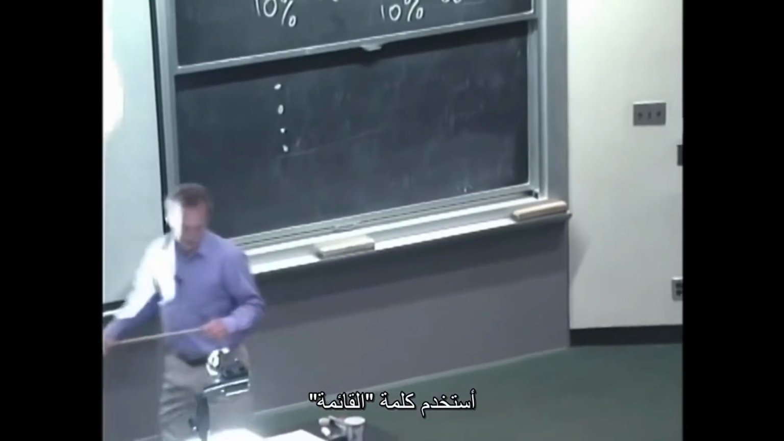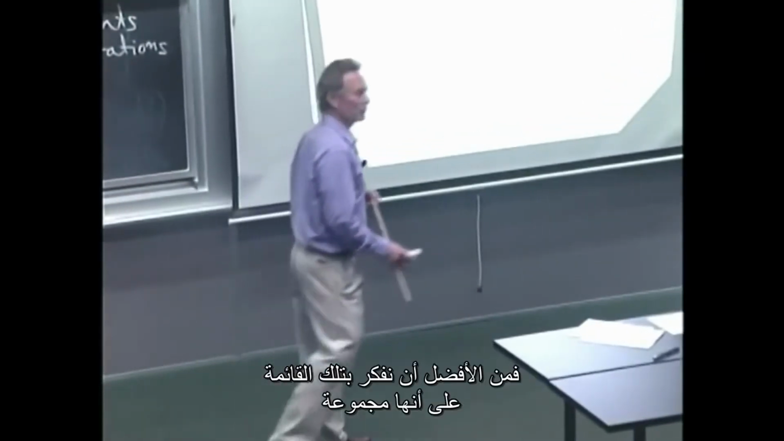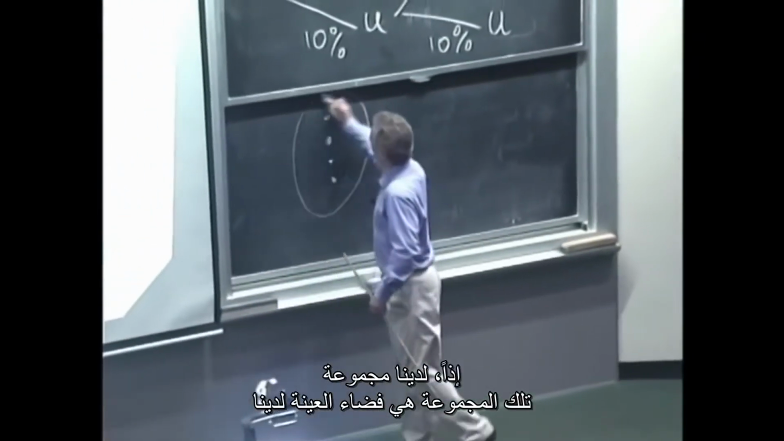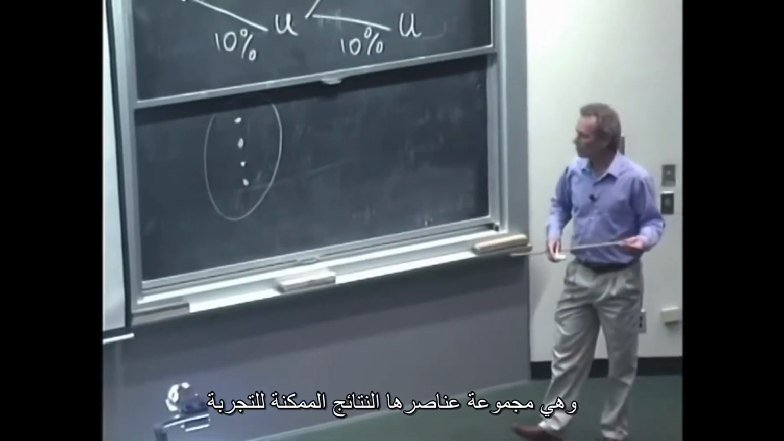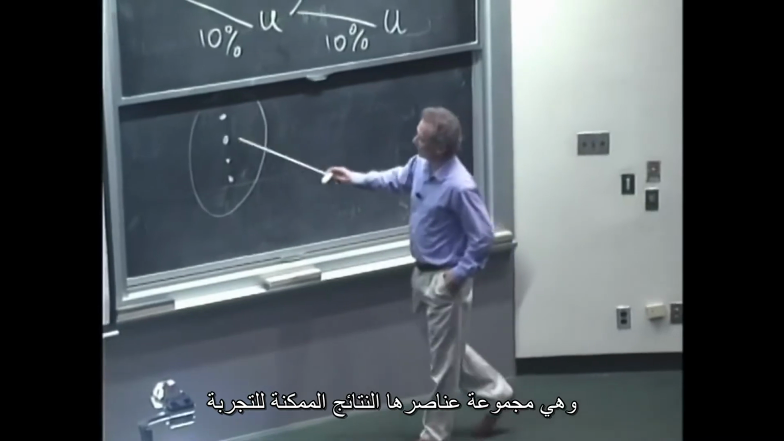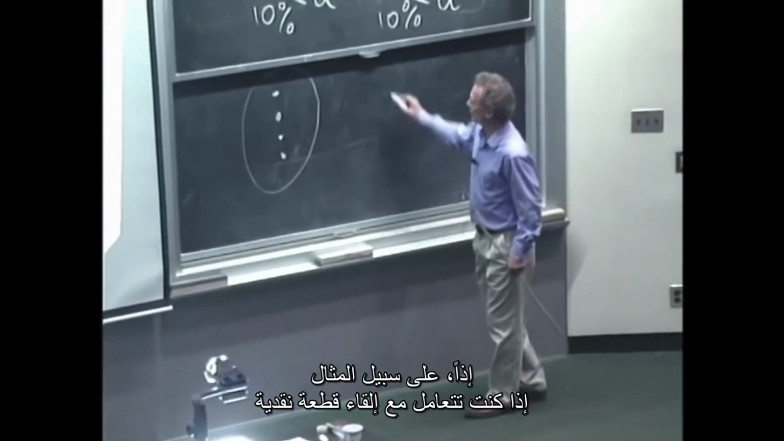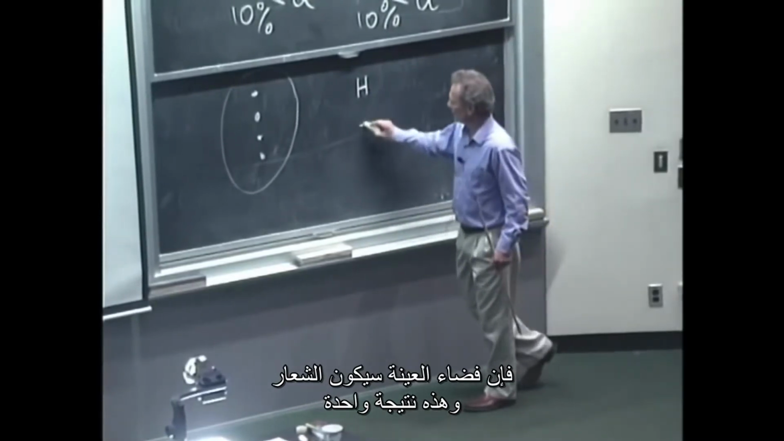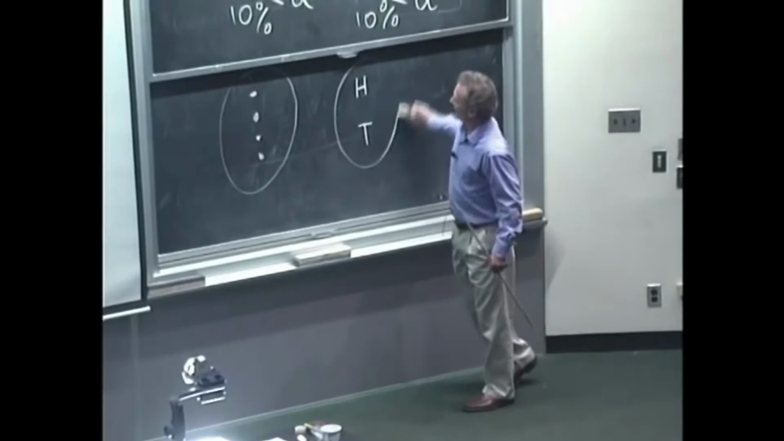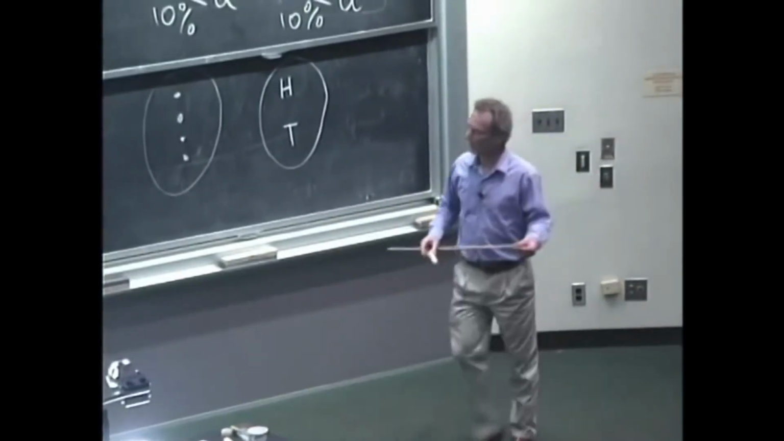I used the word list, but if you want to be a little more formal, it's better to think of that list as a set. That set is our sample space, and it's a set whose elements are the possible outcomes of the experiment. So for example, if you're dealing with flipping a coin, your sample space would be heads, which is one outcome, and tails, which is another outcome, and this set, which has two elements, is the sample space of the experiment.